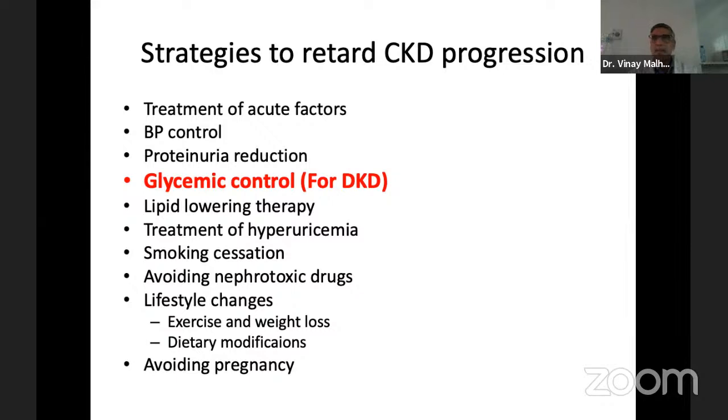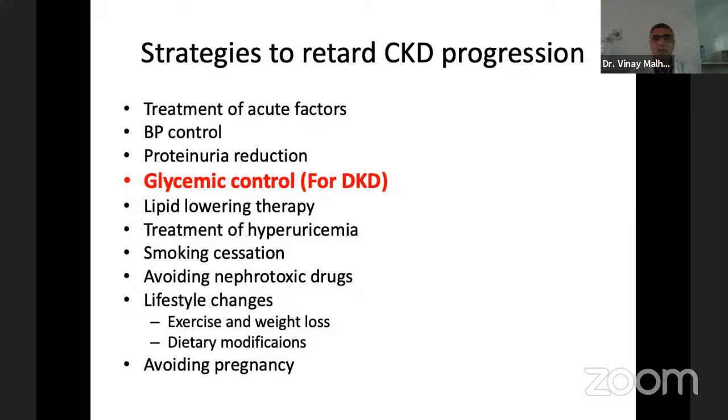So after proteinuria reduction in patients of diabetic kidney disease, glycemic control is very important. Remember, some part of insulin is metabolized through the kidney. So whenever there is a drop in GFR or creatinine level is high, chances of hypoglycemia are always there. So we have to use short-acting insulins. We have to use safer hypoglycemic drugs. We have to use hypoglycemic drugs in low doses.